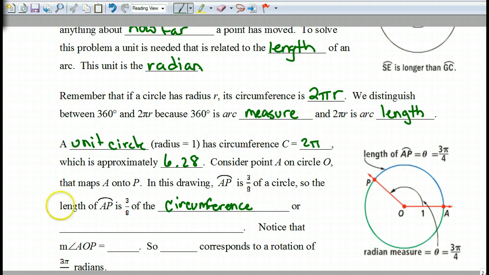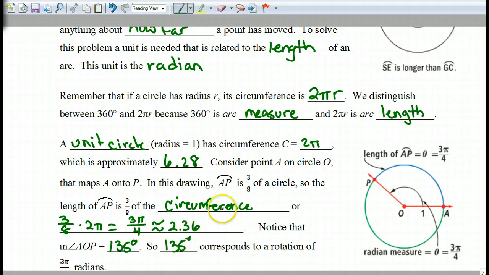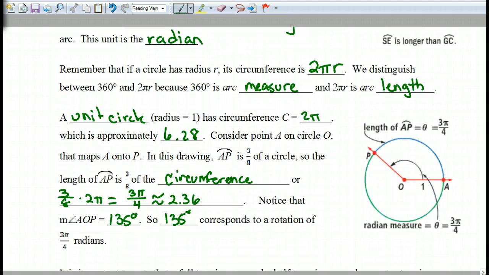So if I wanted to find what exactly that circumference is of 3/8, I'm going to take 3/8 times 2 pi, which is approximately 3 pi over 4. And if I were to actually put that in my calculator, I get about 2.36. Okay? So notice that the measure of AOP is 135 degrees. So 135 degrees corresponds to 3 pi over 4 radians.